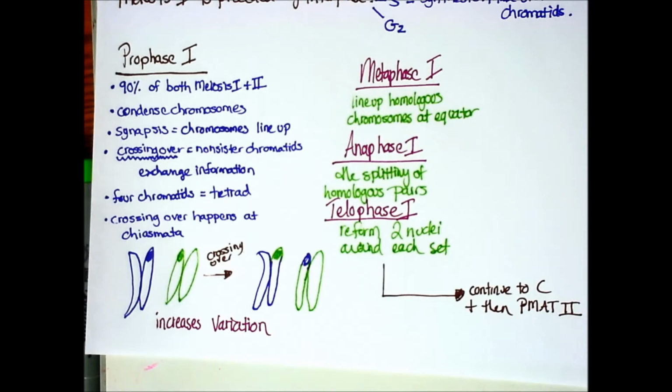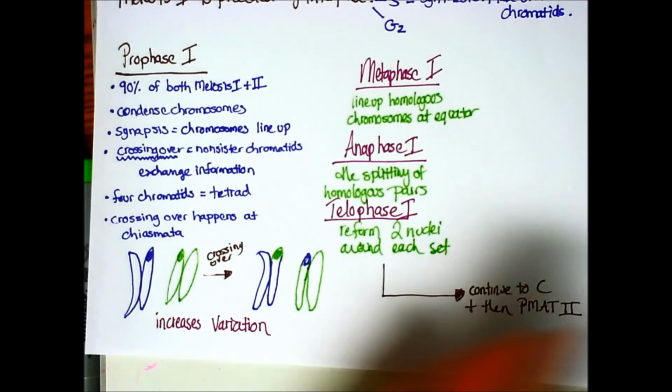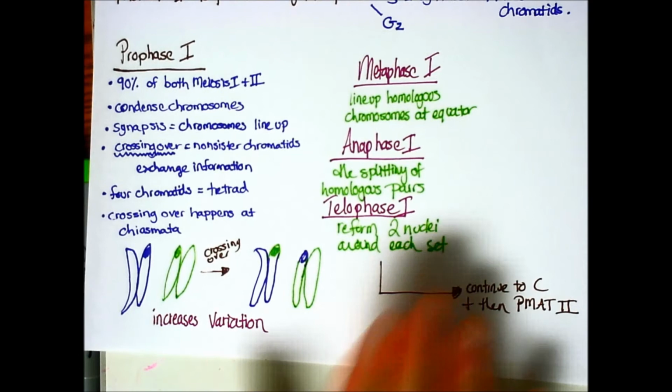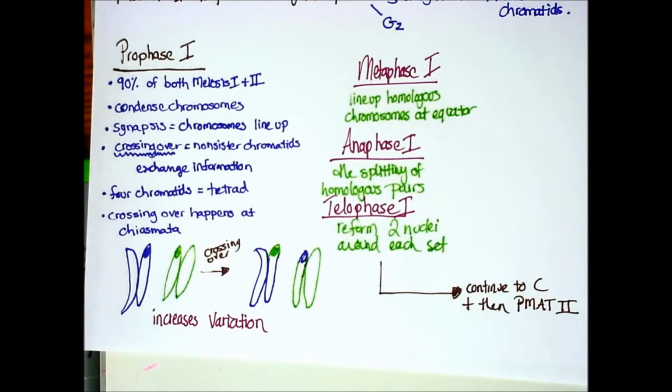Yes, Alex. In each cell, after telophase 1, after you get to this point, you should have 23 pairs of sister chromatids in each haploid cell. So meiosis 2 will split those sister chromatids up so that there are 23 individual chromatid or chromosome units in each of the haploid cells. Okay.